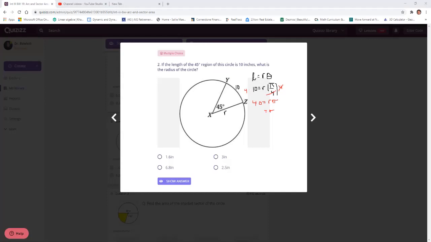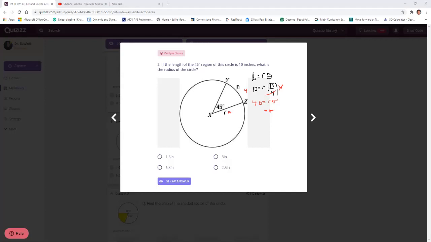Sometimes Quizizz is wrong, sometimes I'm wrong. So let's take a look at this. The length of the 45-degree region is 10, so that's good. What is the radius? We said L is equal to r theta. We plugged in 10 for L. We're solving for r. Pi over 4 is 45 degrees. We multiplied by 4 on both sides. That gave me r times pi is 40. So r has to be 40 divided by pi, which is 12.73. All right, so they have an error here. So I hope you figured out that the answer is 12.73.